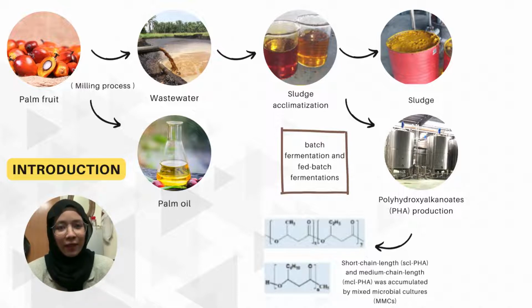Well, at the mill, palm fruit undergoes a milling process in order to separate the functional components and the excess wastewater. Palm oil is extracted from the milling process and the wastewater goes through sludge acclimatization to produce activated sludge. The PHA production was carried out initially in the bioreactor by batch and fed-batch fermentation. This is to increase the PHA productivity level, and the culture must be at high density for large-scale production.